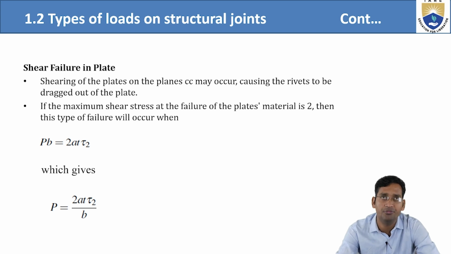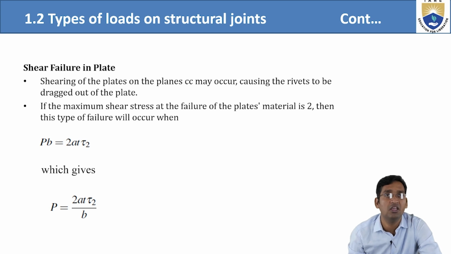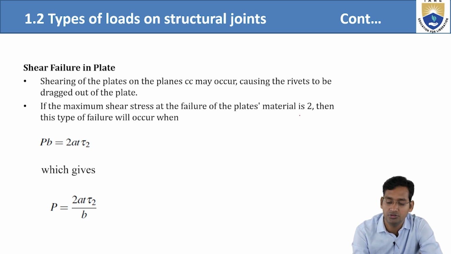Now, shear failure in plates. Shearing of the plates on the plane CC may occur, causing the rivets to be dragged out of the plate. So, dragged out of the plate, that is because of the shearing. If the maximum shear stress at the failure of the plate's material is tau 2, then this type of failure will occur when?